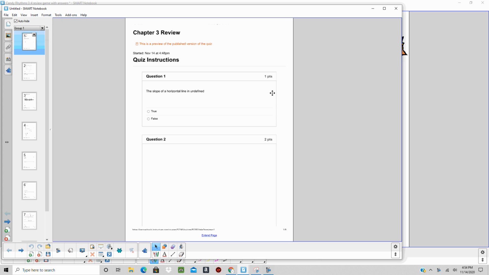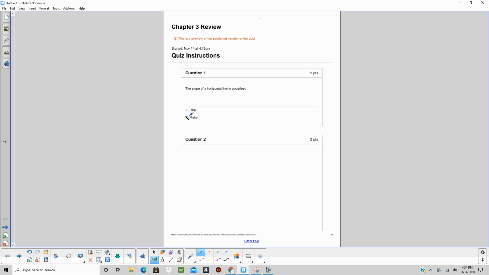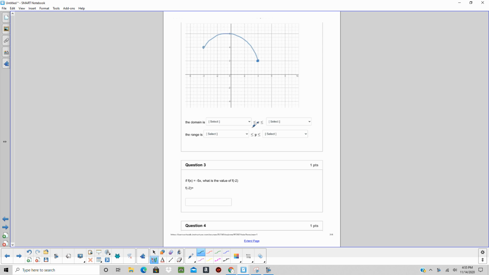All right, let's go over the answers to the Chapter 3 review. The slope of a horizontal line is undefined. That is false. A horizontal line is going to be flat, not the best drawing, and the slope there is 0. On the second one, we had to do the domain and the range.